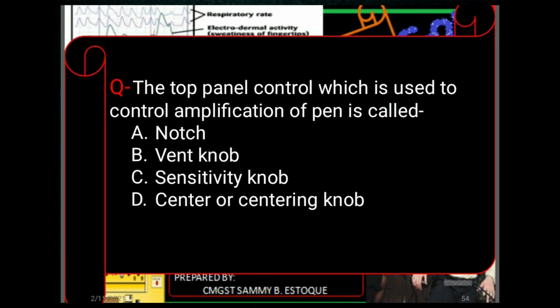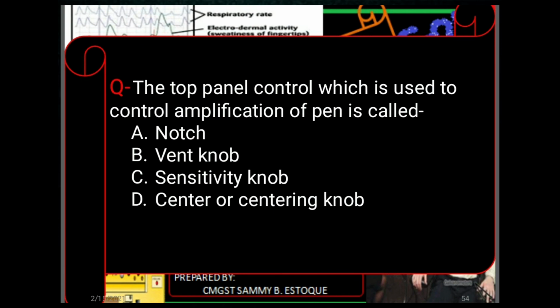Yung pong pag-control doon po sa amplification ng pen at saka centering ay ginagalaw po yung pong tinatawag na top panel control, no? Yan. At ang ginagamit para makontrol yung pong amplification, pag sinabi nating amplification, gaano kataas at kababa yung pong ballpen, 1 inch ba? Ganon. So, approximately 1 inch yung po yung ideal na galaw lang ng pen, no? Yung taas baba nung pen.